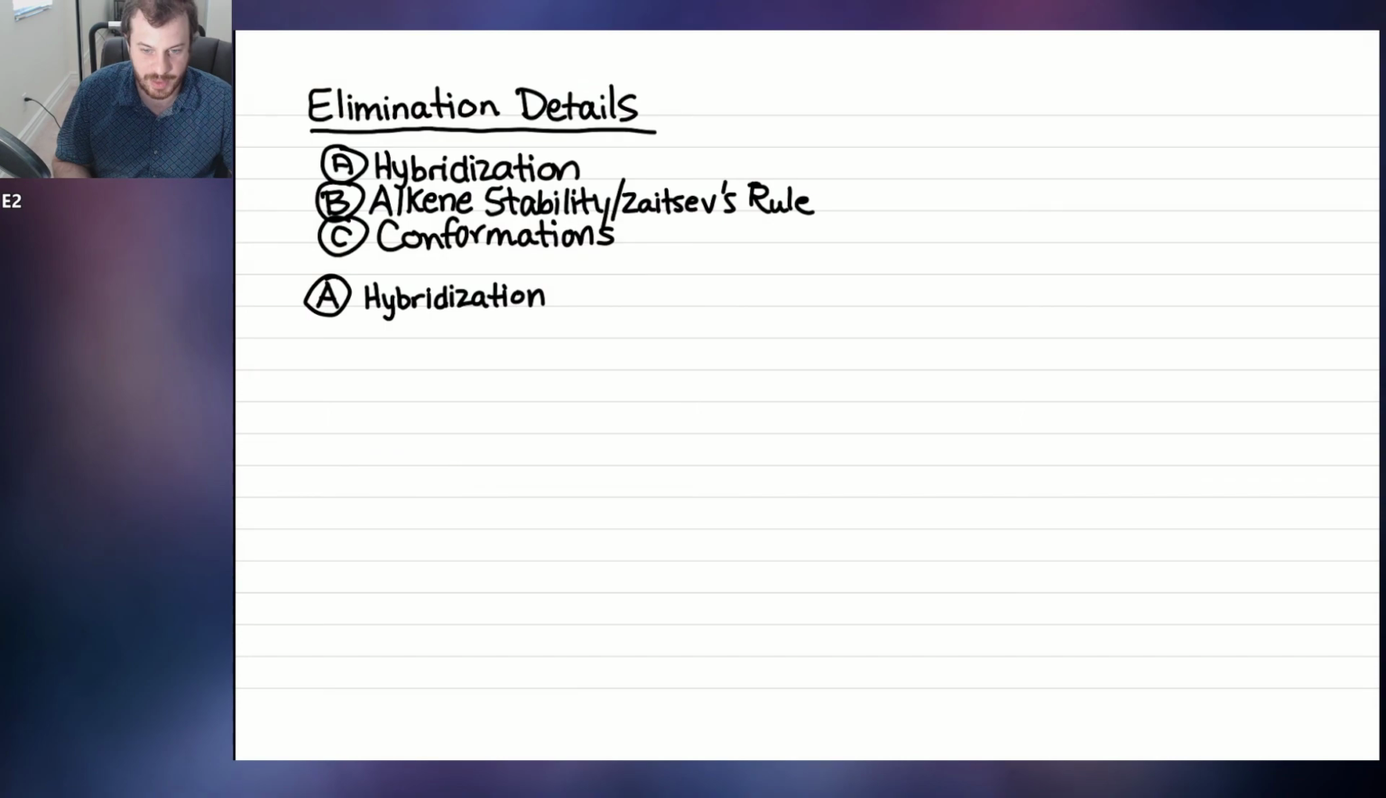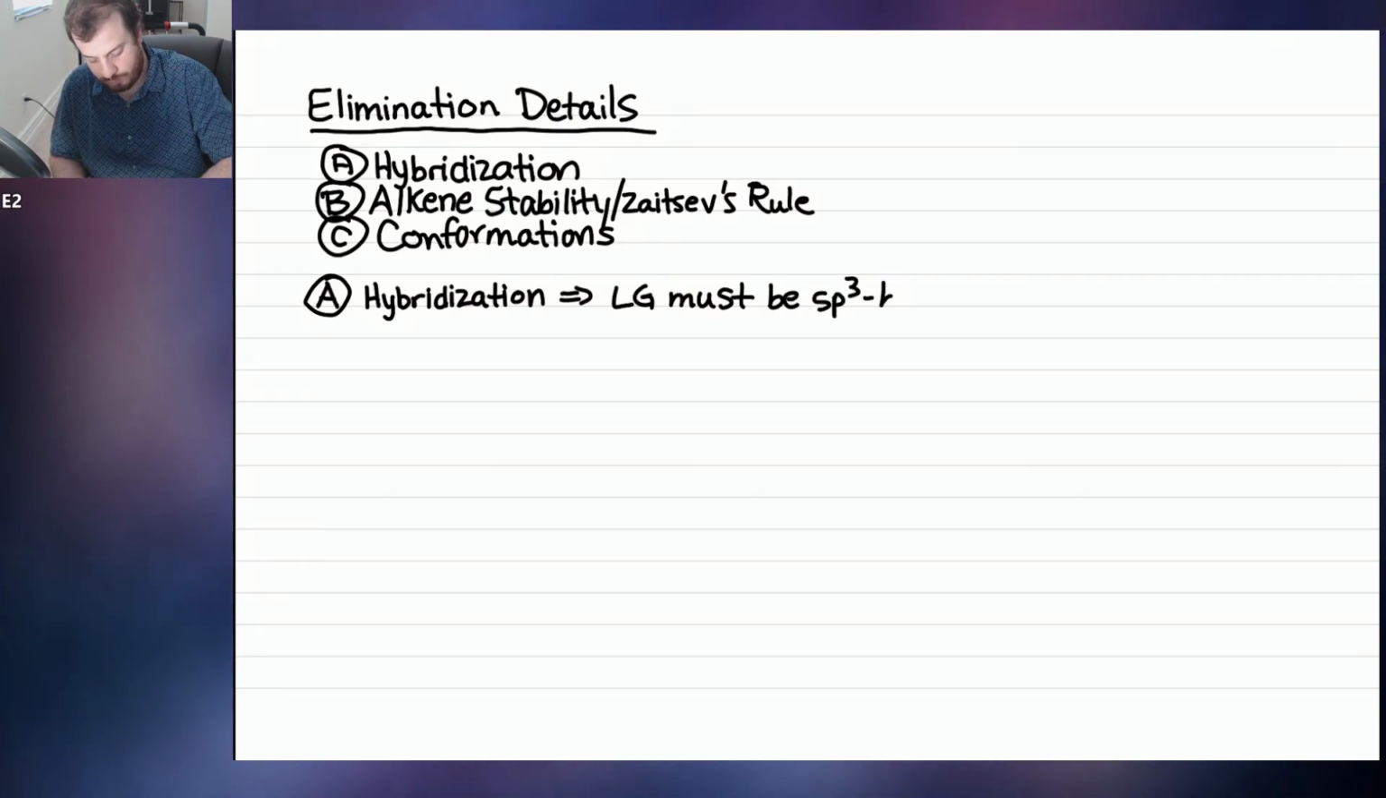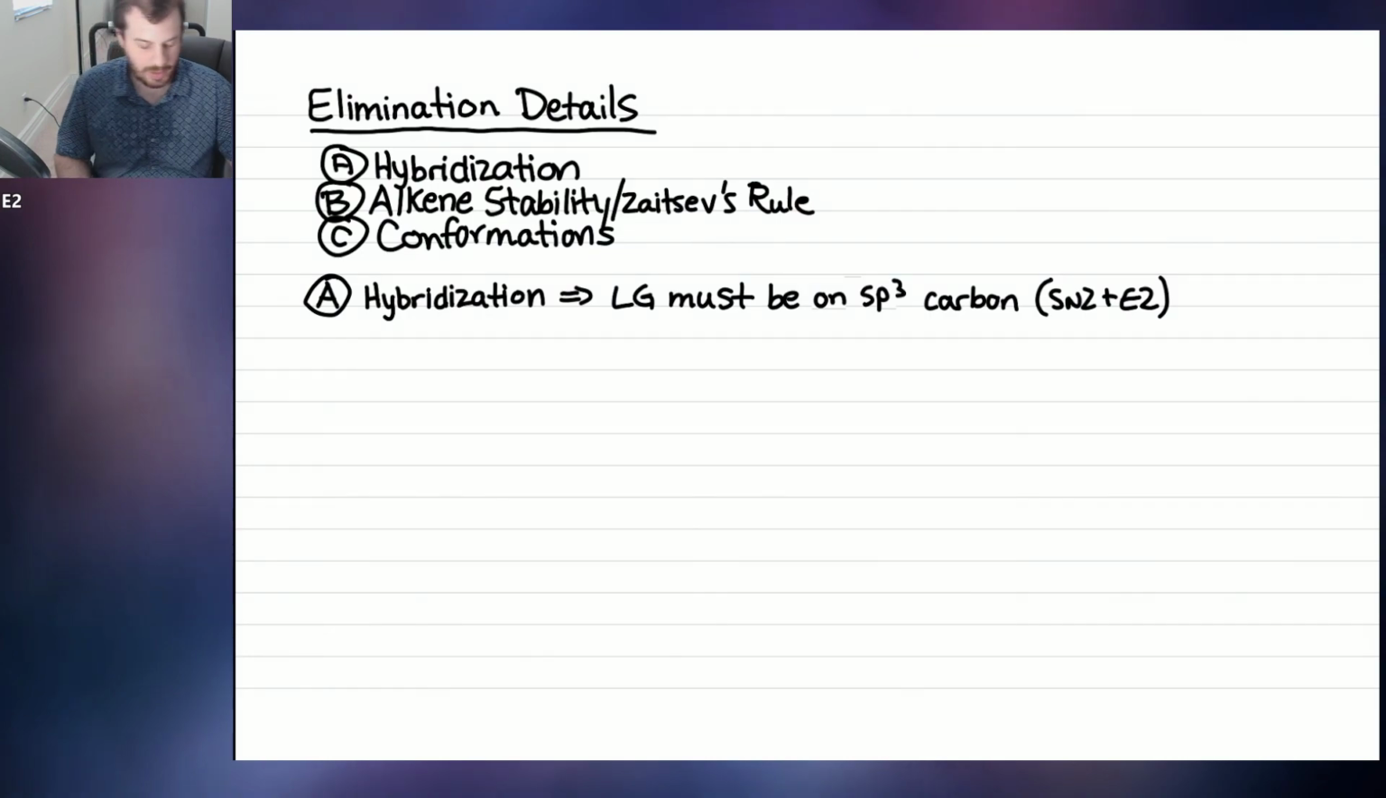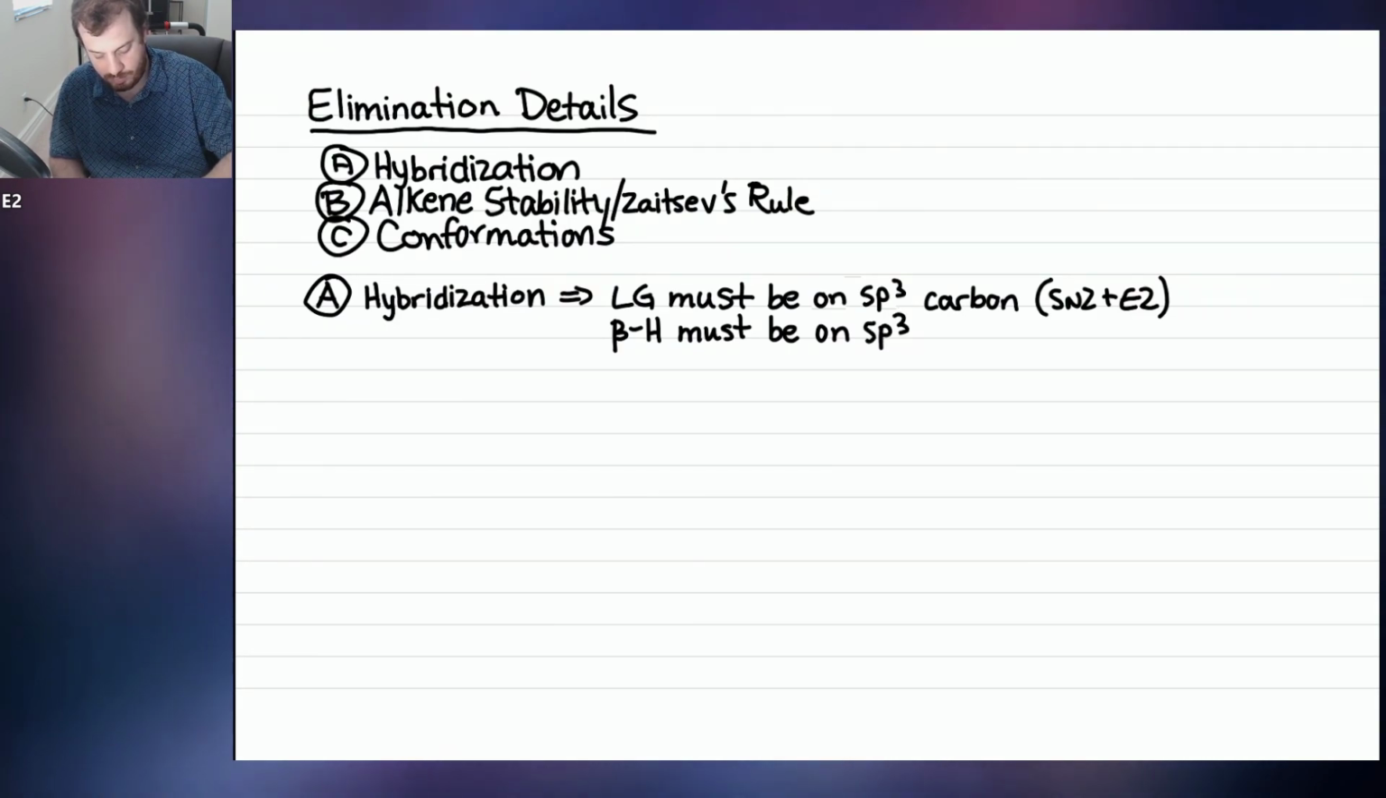Okay, the conversation we need to have about hybridization is two things. First of all, the leaving group must be on an sp3 hybridized carbon, just like SN2. Leaving group must be on sp3 carbon, and this is true for SN2 and E2. But there's another thing that's true just for E2, and that is that the beta hydrogen must also be on an sp3 carbon. And that is only important for E2.